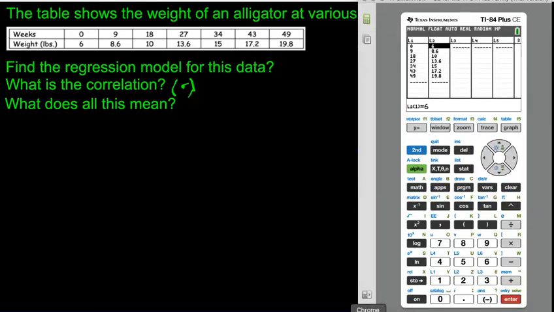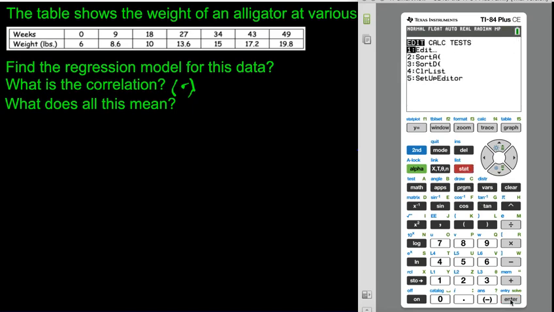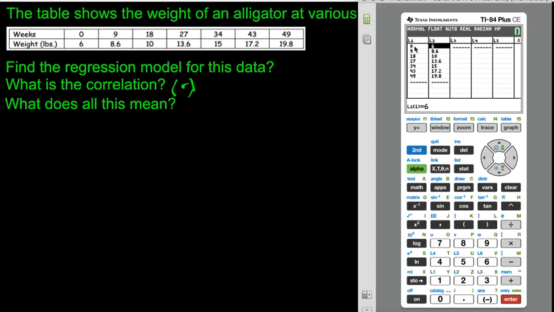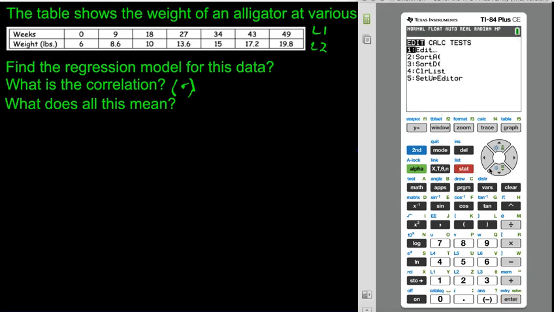So first thing that we would do in the stat menu right here is go in and enter our data. In L1, I put the X values, and in L2, I put the Y values. So L1 is the weeks, L2 is the weight, and just go stat again, and then over to the calc menu, and linear regression 4. And 2, 3, L1 the X list, L2 the Y list. We leave these two blank, and we'll go through and calculate.